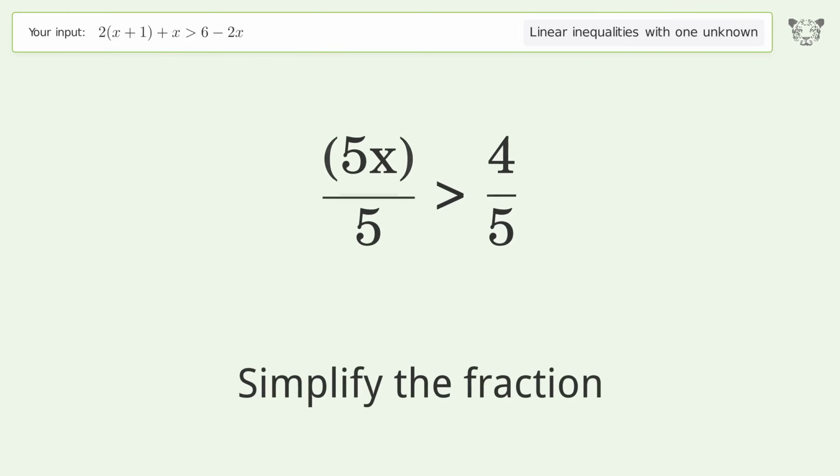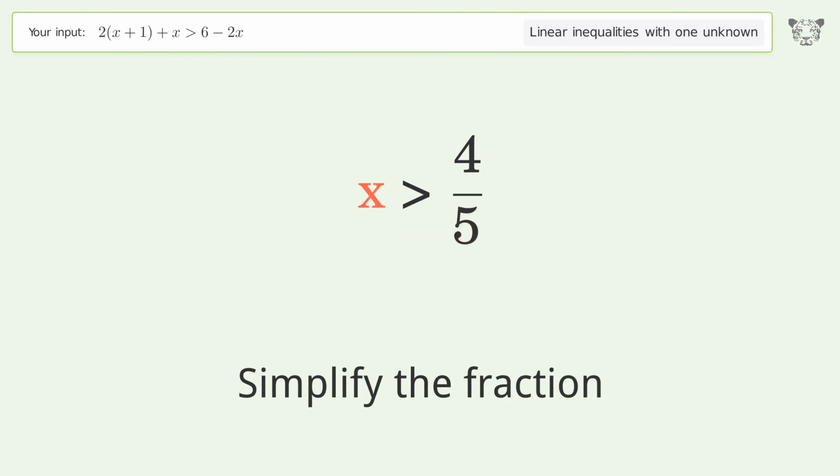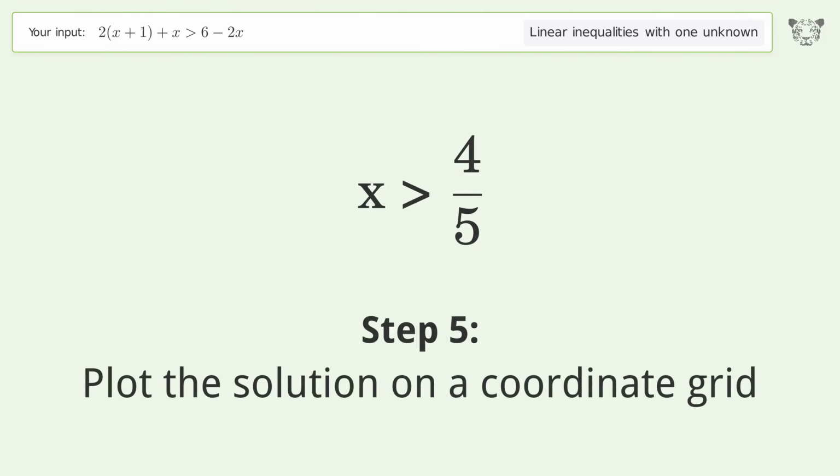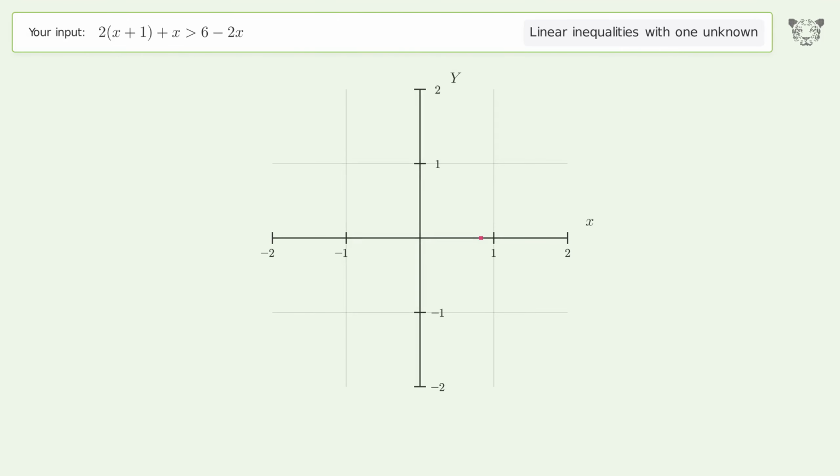Simplify the fraction. Plot the solution on a coordinate grid. And so the final result is x greater than 4/5.